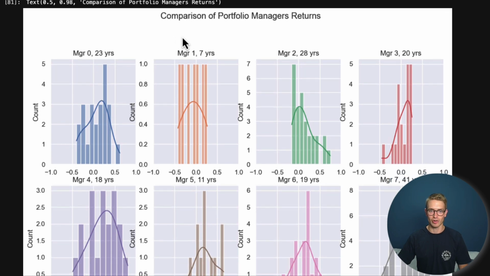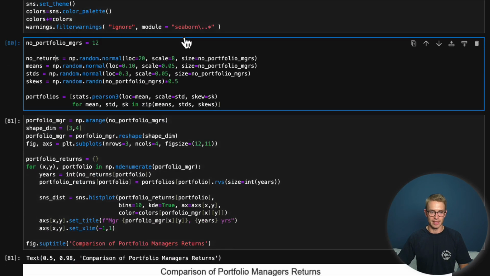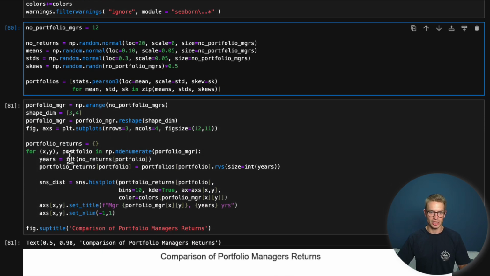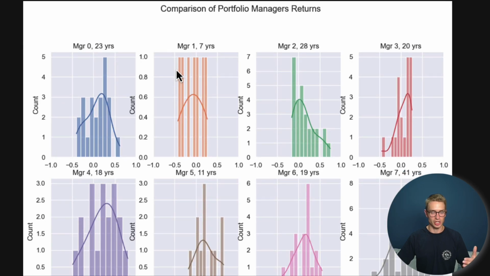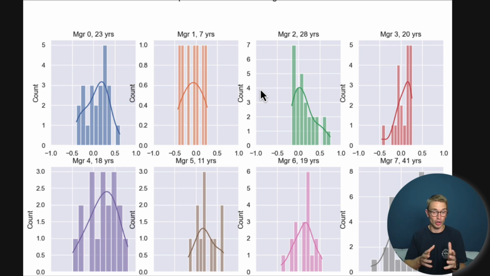So let's take a quick look at our histogram that I've just plotted. I'm taking the distributions with skew, standard deviations, mean, and I'm just simulating what it would look like for a number of years. So this is just one outcome. So here's a comparison of our portfolio managers' returns over the last, say, 23 years for manager zero. Manager one has 7 years, manager two, 28 years of portfolio returns. And this is the data that we get presented with. We get one actual realization over a number of years of what that portfolio fund has done. So this is real world data, quote unquote, real world data that we've just simulated based on the true distributions.